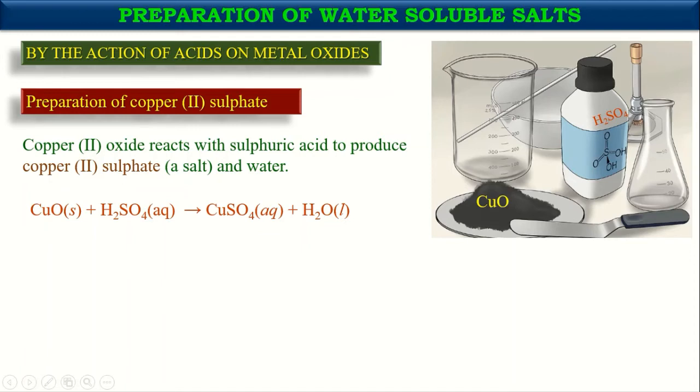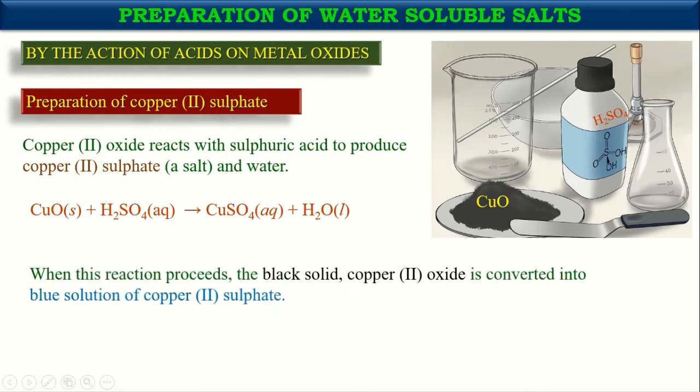Copper 2 oxide reacts with sulfuric acid to produce copper 2 sulfate and water. You can see here, as it is a neutralization reaction, this copper 2 oxide is solid and it is insoluble in water. When it reacts with acid, it produces aqueous copper sulfate. It means copper sulfate is soluble in water. So when this reaction proceeds, the black solid copper 2 oxide is being converted into blue solution of copper 2 sulfate.